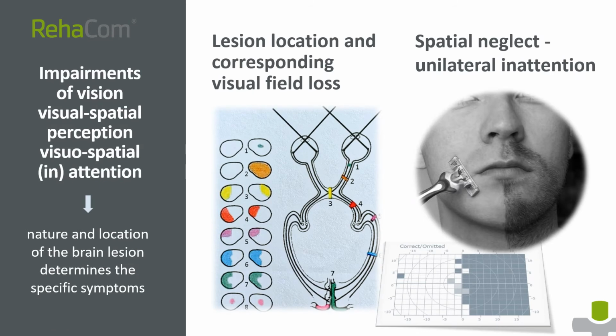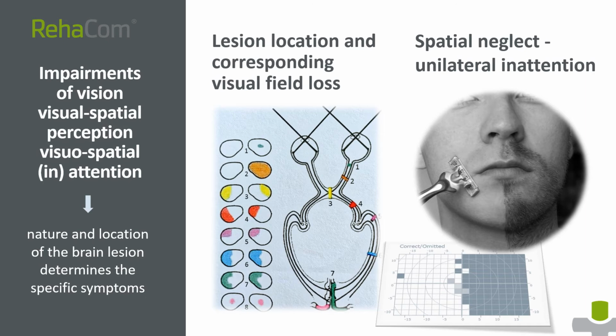Let's turn now to the visual field tests with a few introductory remarks. Impairments of vision, visual spatial perception, and visual spatial attention are common results of brain injuries. 20 to 30% of patients with an acquired brain injury have visual problems. About 60% of those patients have restrictions in the visual field.